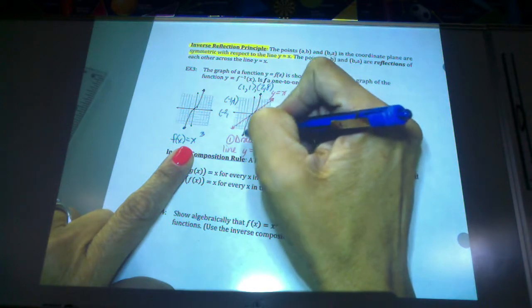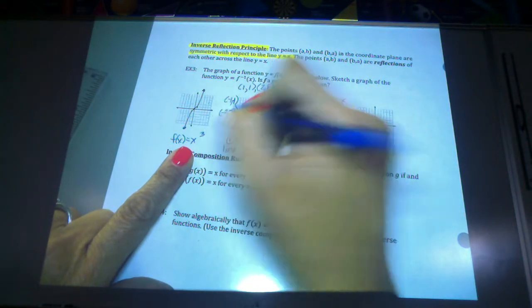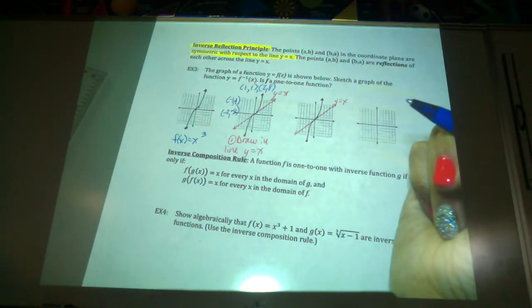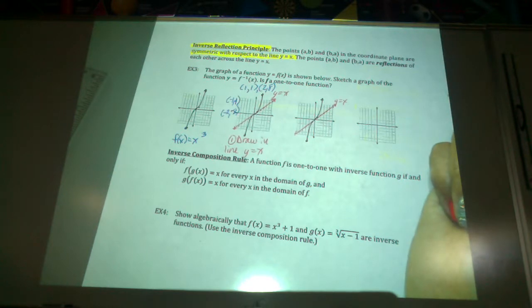Negative 2 cubed. Negative 8, isn't it? Negative 2 times negative 2 is positive 4, times negative 2, negative 8. So there's 4 points that are going to help me reflect.